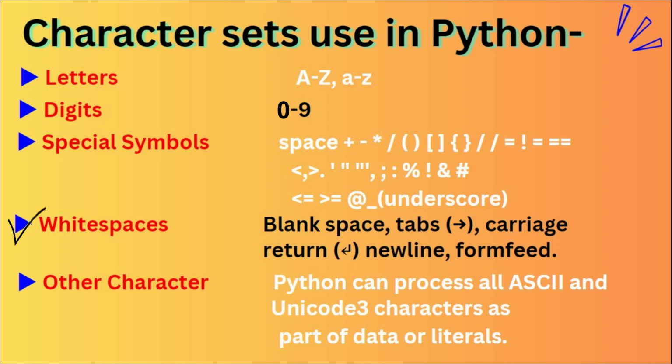What are the white spaces? White spaces are blank space, tab, carriage return, new line, form feed. And the other characters indicate that Python can process all ASCII and Unicode characters as a part of data or literals.